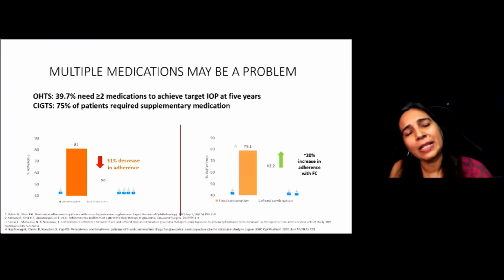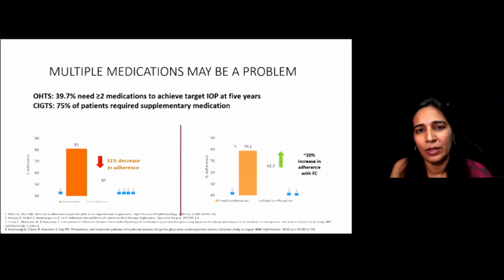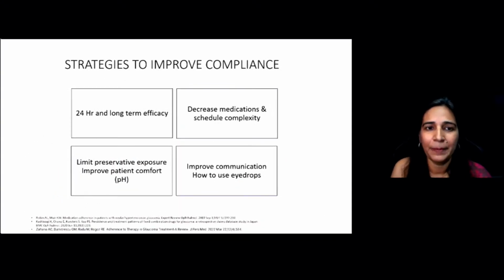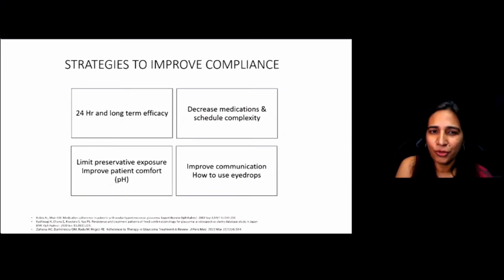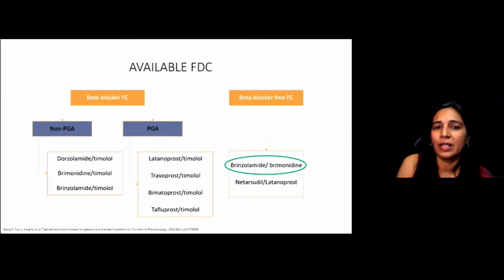Now, what we have to understand is better adherence requires both the doctor and the patient to be happy. So the key strategies to improve compliance, therefore, are to choose something which has better 24-hour and long-term efficacy, something that decreases the medication number and schedule complexity, limits preservative exposure and therefore improves patient comfort, improve communications, especially the biggest game changer apparently is teaching the patient how to use eye drops. FDCs, therefore, are key to improving adherence.